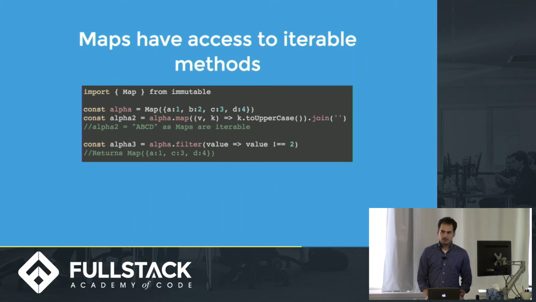Maps are also more interesting because they have iterable methods. Many of the data structures in Immutable are also iterable, which means you can use a lot of your favorite array methods on them. So here we'll create a new map, alpha, with 4 keys and values. And then we're going to map over that map. Here's a simple one. We'll turn each key to uppercase and then join them. So we turn this map with all those keys and values into this string ABCD. We can also filter, another favorite array method, and return a new map which filtered out anytime the value equals 2.